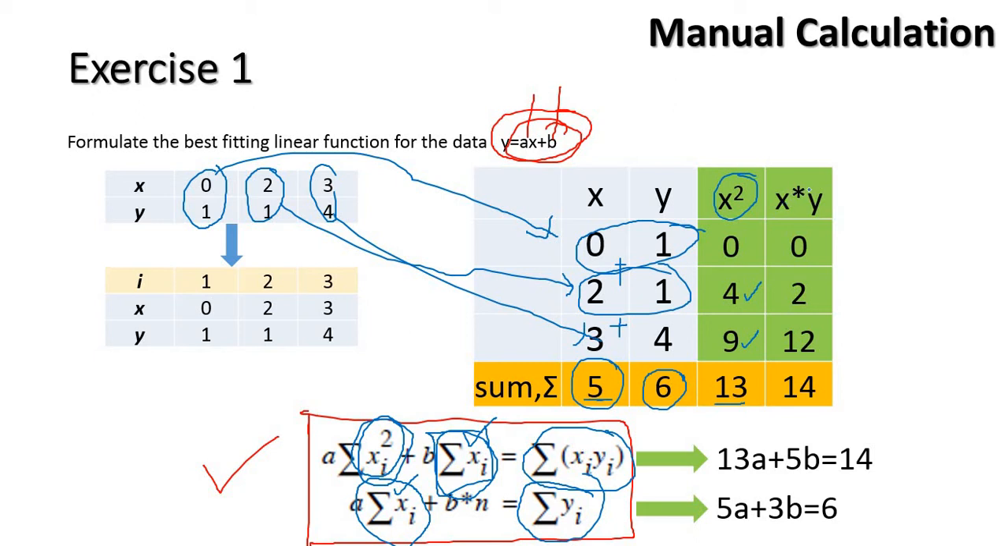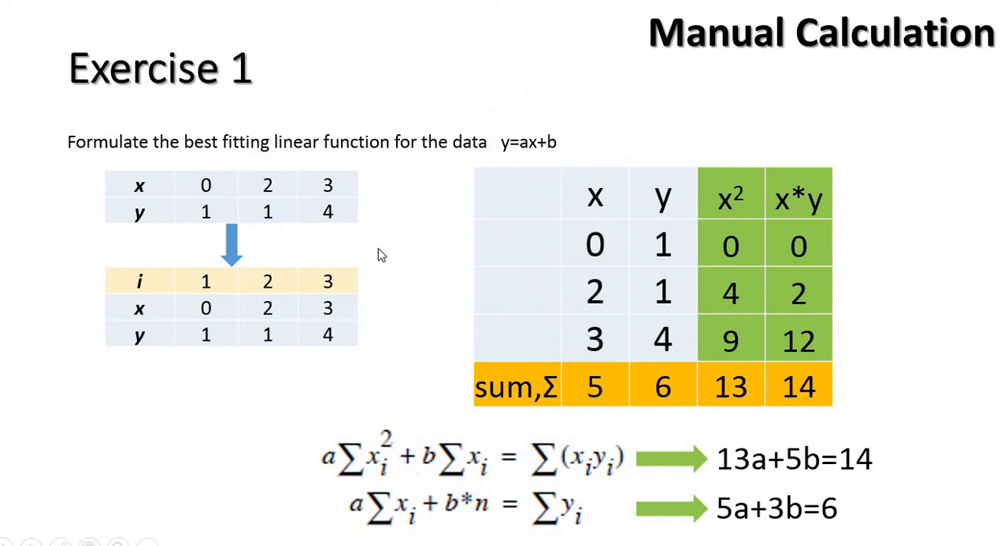We multiply first: x multiplied with y, 0 multiplied with 1 gives 0. 2 multiplied with 1 gives 2. 3 multiplied with 4 gives 12. For the summation, we just add: 12 plus 2, then we have 14. So that is the first part before we put everything into the equation.